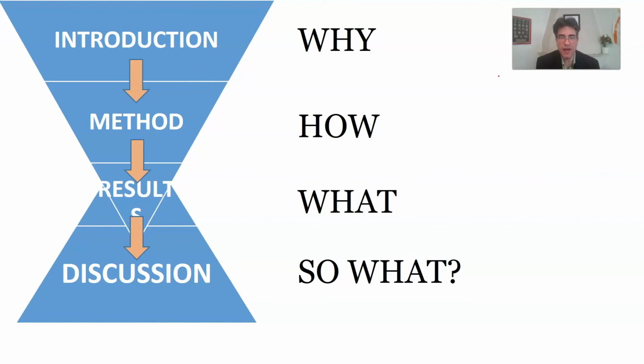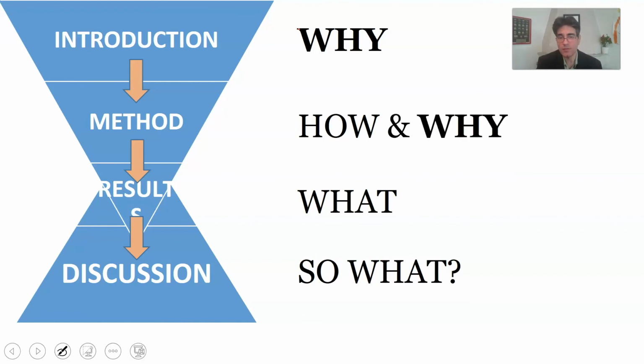But I think that actually this question of why is one that needs to be present in all the sections. So yes, you're focusing on why the research is necessary in the introduction, but when you write the method section, don't write just how, but how you did something and why you did it that way. The results section is what you get, and if you've done your method section well, then they'll understand why you got those results. And in the discussion section, it's the so what of those results and the research as a whole.